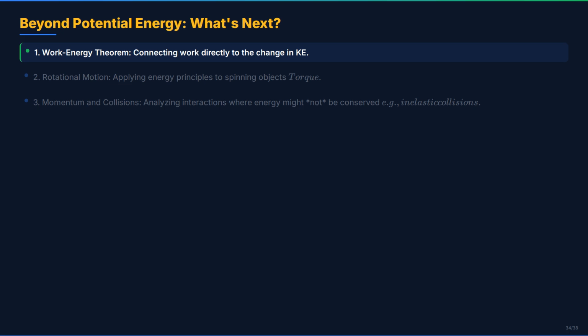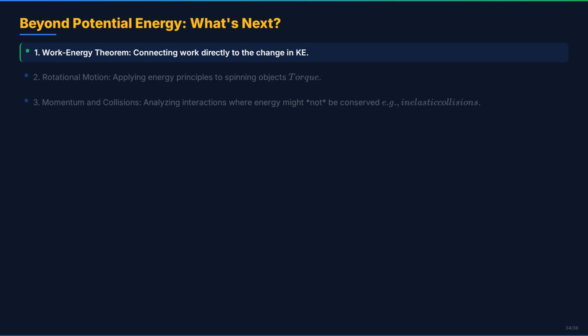You've mastered the concept of stored energy, which is fantastic. But physics is a continuous journey. The next critical step is mastering the work-energy theorem. This theorem is a bridge. It states that the net work done on an object equals the change in its kinetic energy, $W equals \Delta KE$. This provides a calculation shortcut.